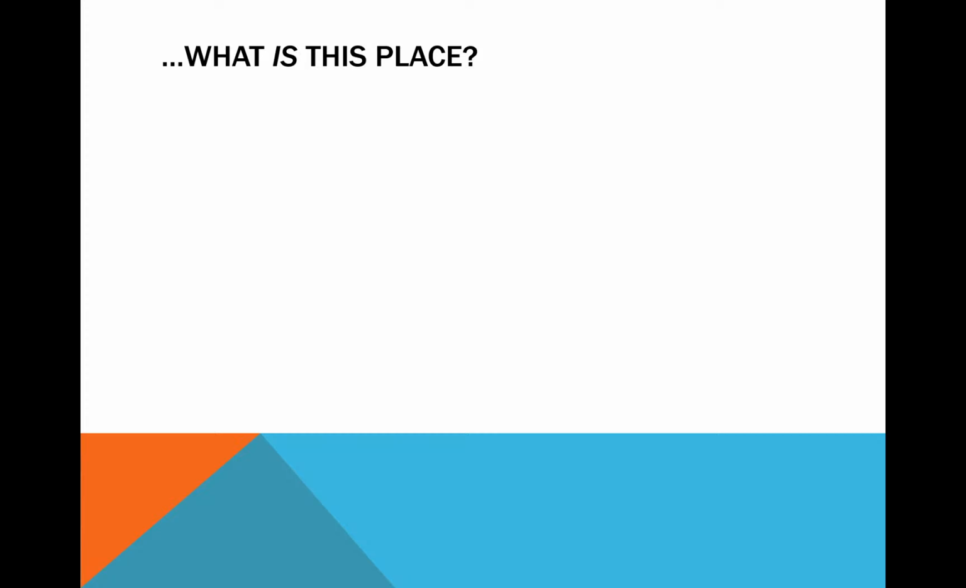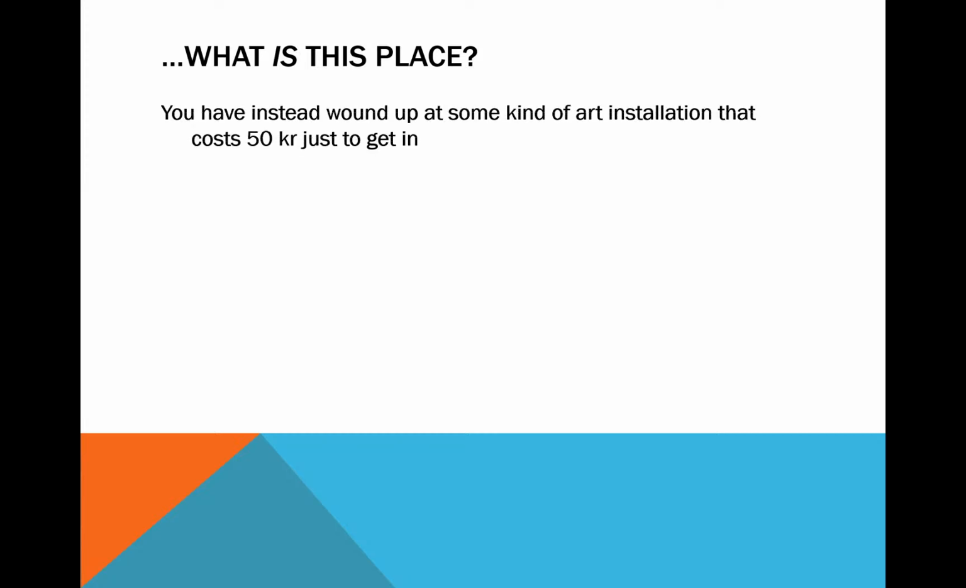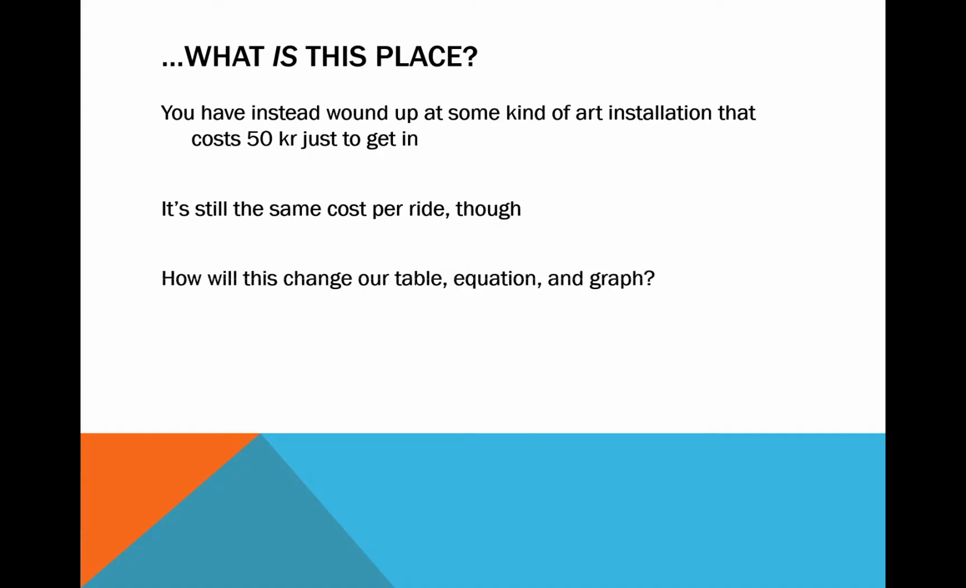What is this place? Okay, so guys, it turns out the theme park you want to visit has been closed for a long time, and it's been reopened as some kind of art installation that costs 50 crowns just to get in. It's still the same cost per ride, though. It's 50 crowns to get into the art installation, and then 7 crowns per ride. How is that going to change your table, your equation, and your graph?